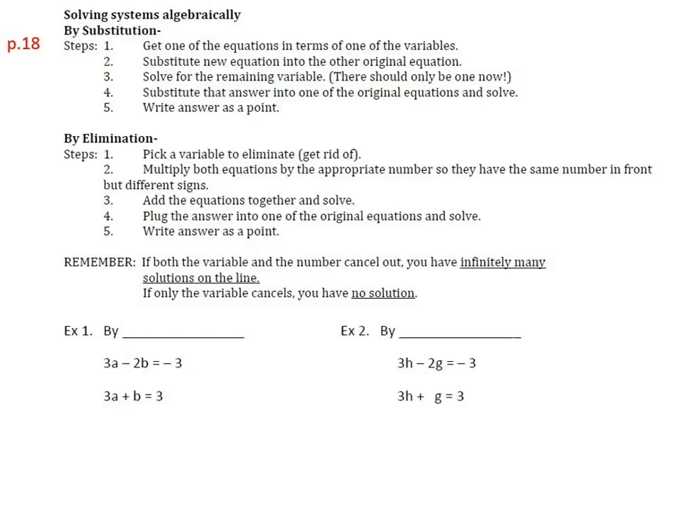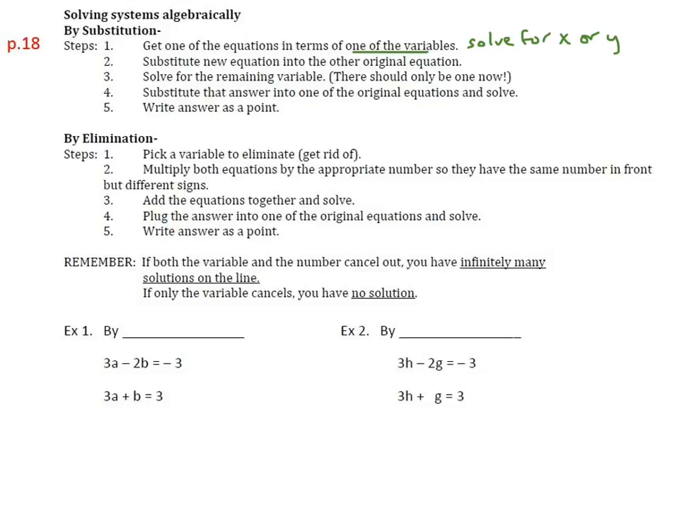Today we're going to talk about solving systems algebraically using one of two methods. We're first going to talk about using the substitution method, and then we're going to talk about solving by elimination. So with substitution, we're going to do just that. We're going to substitute. But first we want to make sure that our equations are in terms of one of the variables. So that means we'll either solve for x or we're going to solve for y.